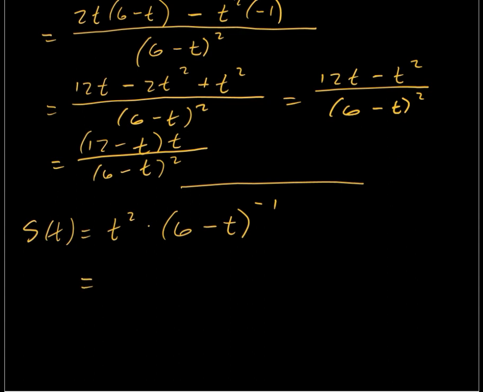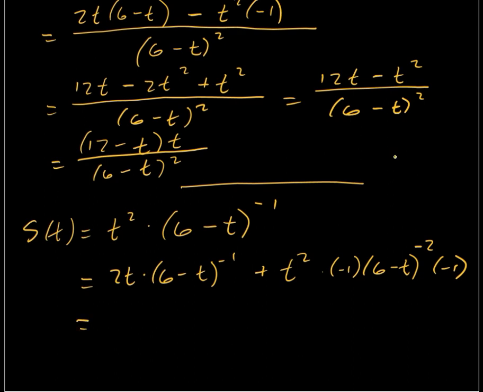So the first derivative of t squared becomes 2t, and then keep the second one untouched, plus t squared. But now the derivative of (6 − t) to the minus 1 is minus 1, keep the inner function the same, (6 − t), minus 1 is minus 2, so the power is minus 2. And then the inner derivative here is minus 1. So I used the product rule and the chain rule. Now we're just curious to see if we get the same answer. This is more complicated than the quotient rule in this example, but we should get the same answer. So let's see if we do.